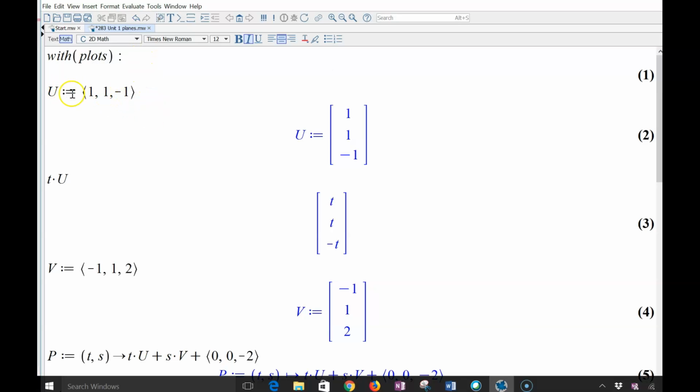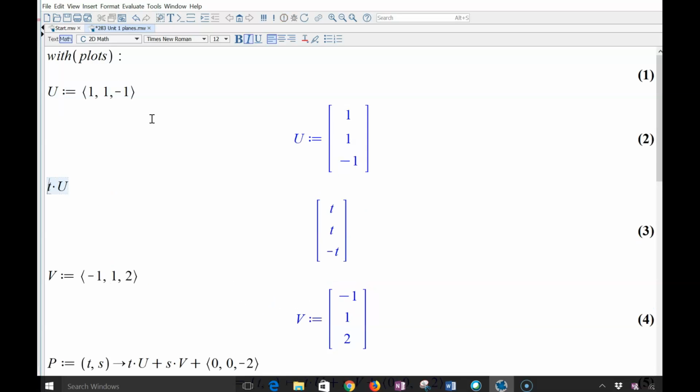All right, so I've defined a vector u and v here, and notice again we do u colon equals. I'm just going to redo this. Colon equals is defining things, or giving things names, in Maple. So we're going to do a less than sign and then 1 comma 1 comma negative 1, then a greater than sign, and Maple automatically turns that into vector notation. And then when we press enter on that, it defines u.